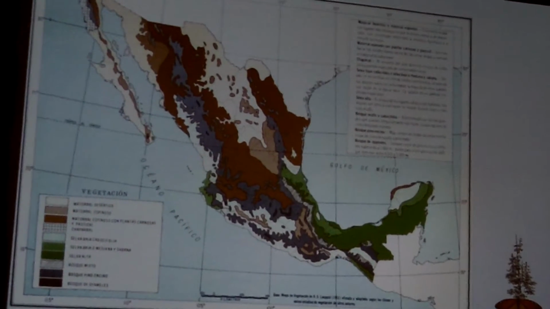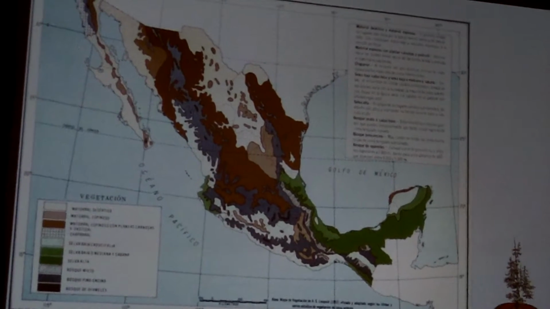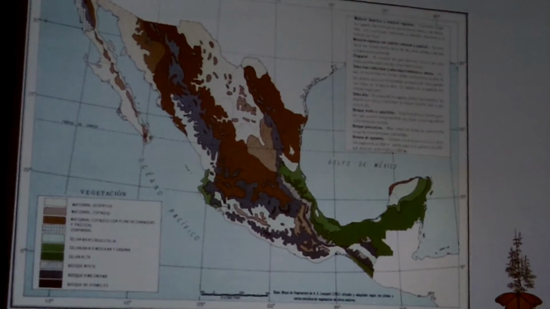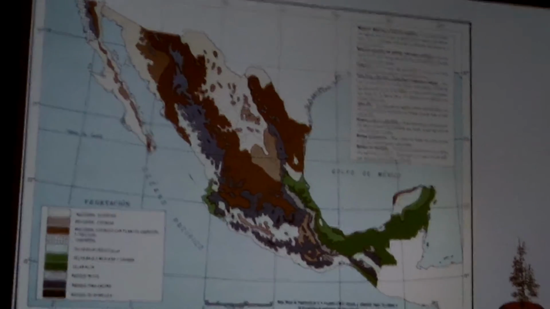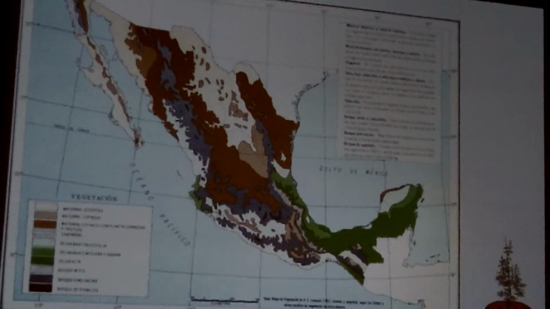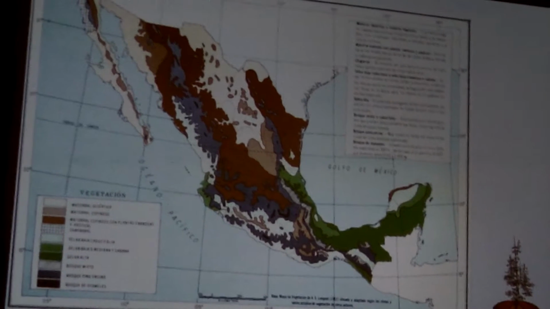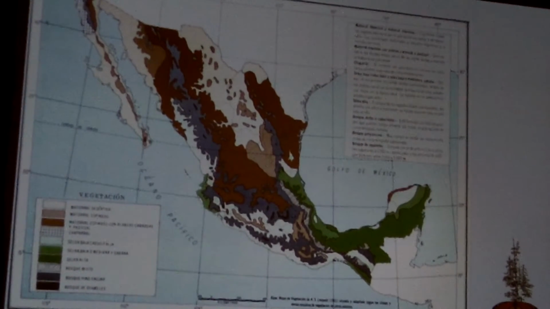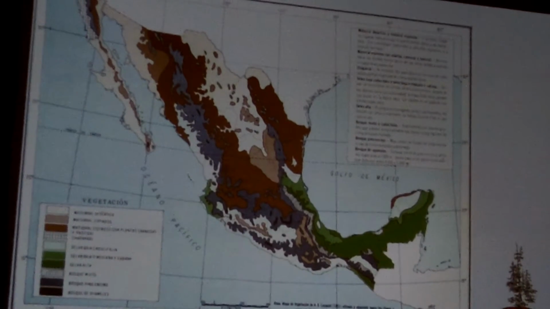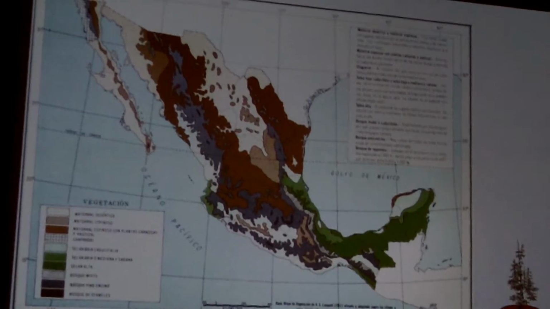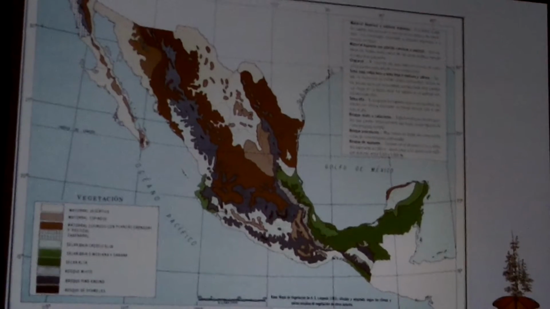It's the mixed pine Oyamel forest. The Oyamel is a species called Abies religiosa, the sacred fir, and different pines that I will list later. So as you can see, it's a very, very small area where they have selected to go and spend their winter.